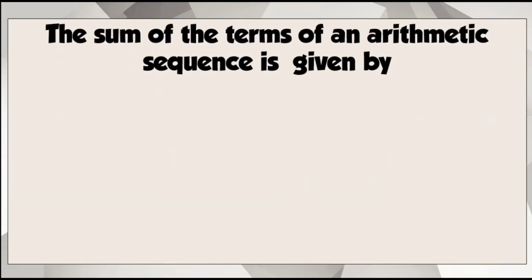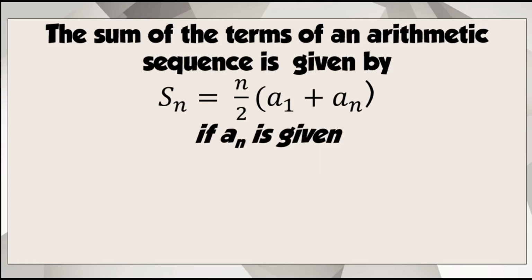We have two formulas to find the sum of terms of an arithmetic sequence. The first one is s sub n equals n over 2 times the quantity of a sub 1 plus a sub n. To use this formula, a sub 1 and the last term should be given, and of course the number of terms. We can only use this formula if the last term is identified.